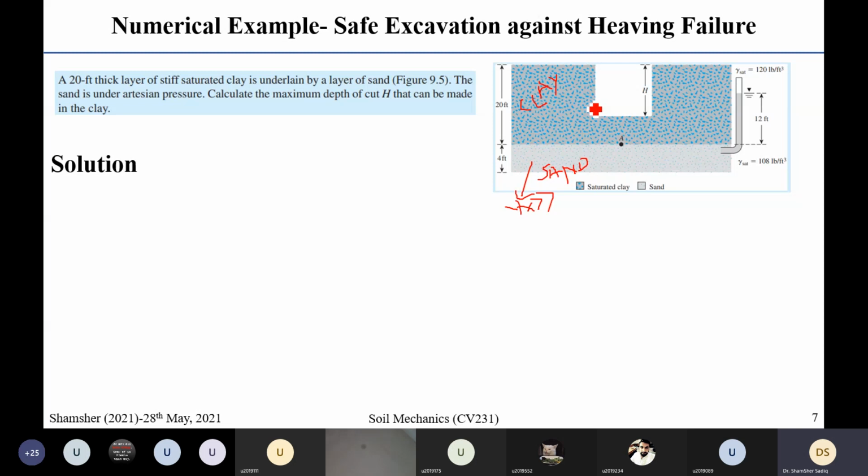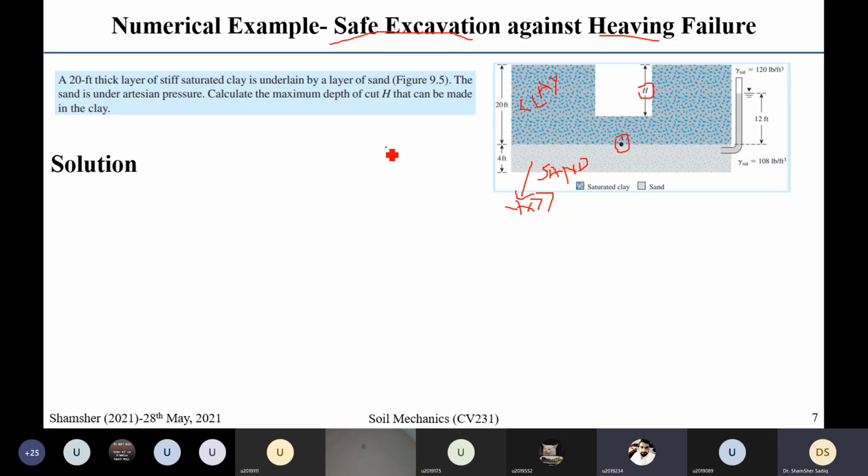Now if this is the condition and you are proposing that you want to have a basement, you want to construct a basement or do some excavation, you don't know how much to cut here, how deep an excavation to make so that no failure occurs. So you want to know the maximum safe cut height. So what is the maximum safe excavation against heave failure or against sand boiling? So what is the condition of sand boiling?